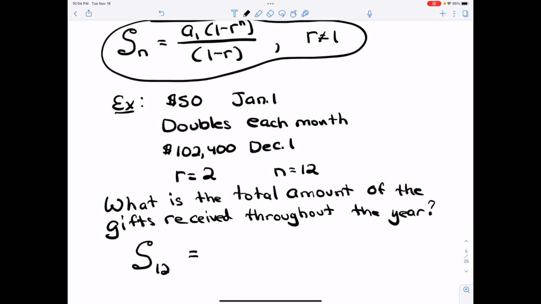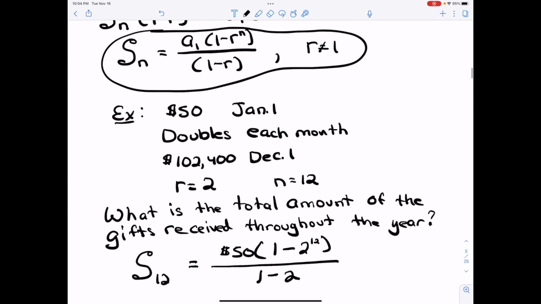So we have a sub 1 was $50 times 1 minus 2 to the 12th power all over 1 minus 2. Because r is 2, n is 12. We're using our little formula up there. Okay, so let me see what I end up with.